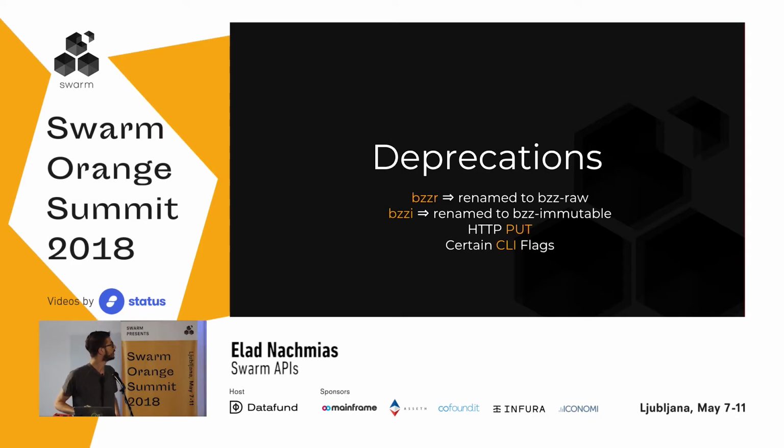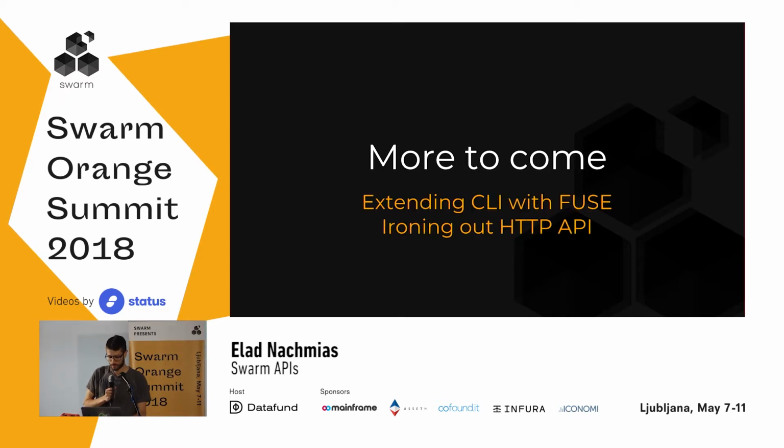presentation. So we deprecated a couple of things. HTTP puts are deprecated now. And certain CLI flags are deprecated. We renamed Bzz R and I to Bzz raw and immutable, respectively. And you could expect in the upcoming period to have Fuse integration directly with the CLI, so you don't have to go through actually working with it through the JSON RPC, which would make things a bit easier.